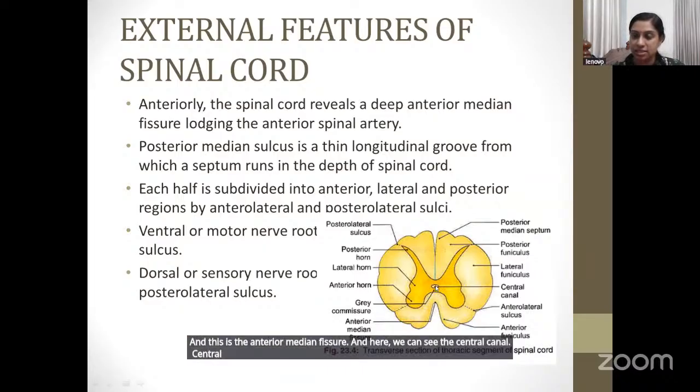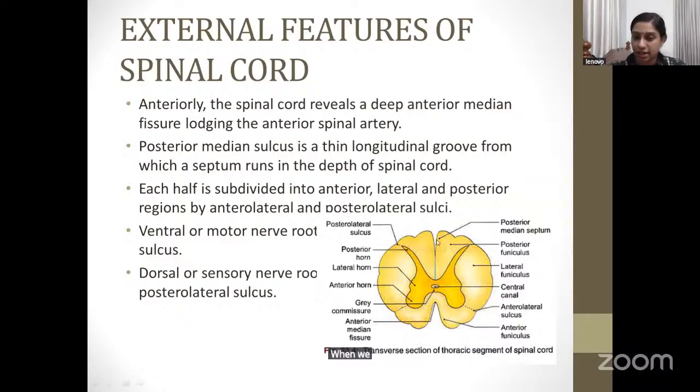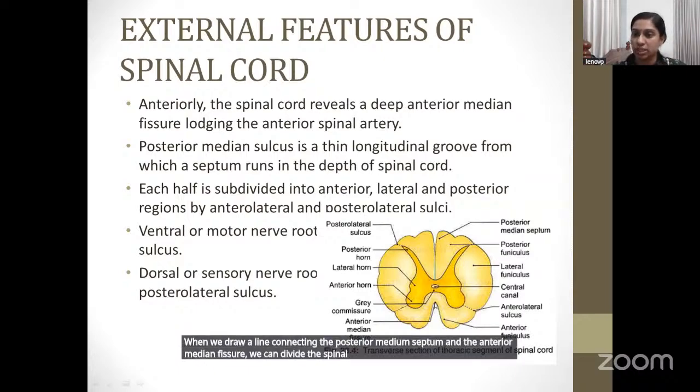The central canal is the extension of the fourth ventricle that we have in the brain, in relation to the pons and medulla. It continues as its extension, the central canal, in the spinal cord. So when we draw a line connecting the posterior median septum and the anterior median fissure, we can divide the spinal cord into two equal halves.